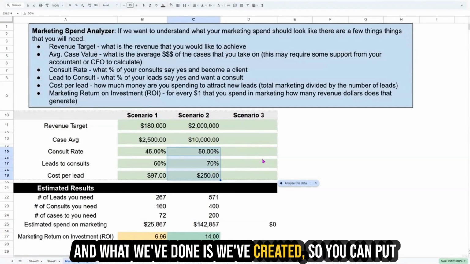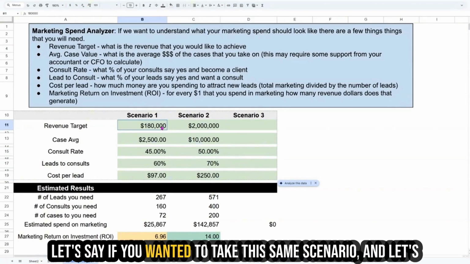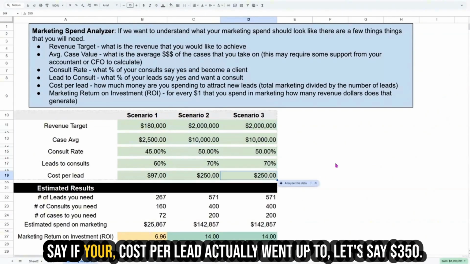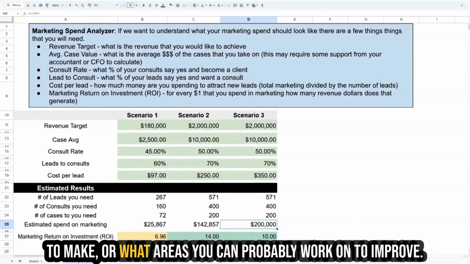And we've created it so you can put in 3 different scenarios. So let's say you wanted to take this same scenario, and let's say your cost per lead actually went up to, let's say, $350. Now you can start to see what changes you need to be expected to make, or what areas you can probably work on to improve.